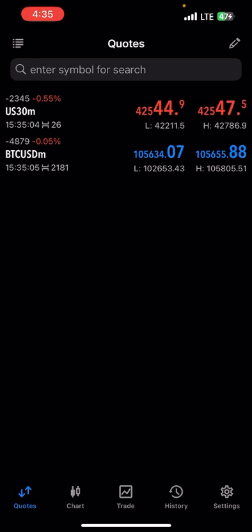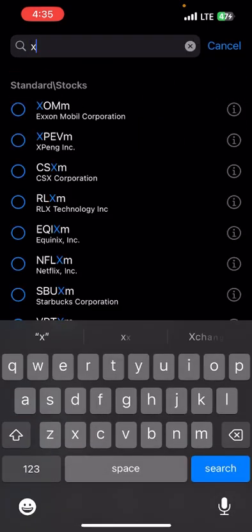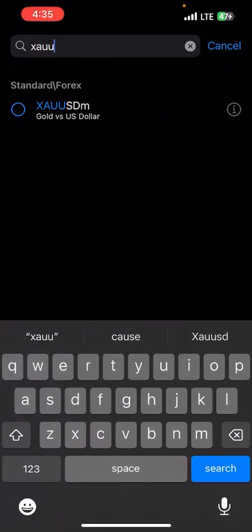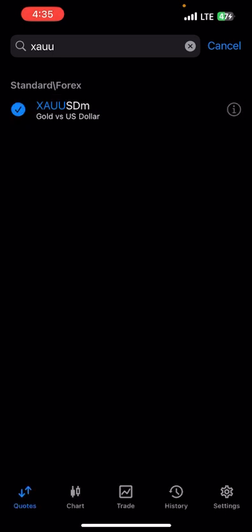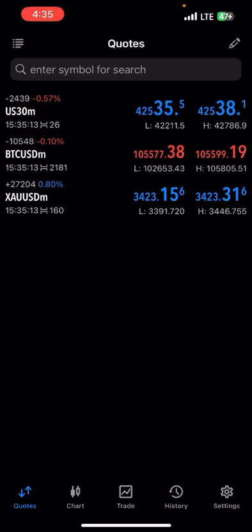All right, let me try again. XAUUSD, which is gold. I click on it again, I click cancel, and that's literally how to add a pair to your quote page. So this is the quote page where you're going to see the pairs that you trade.